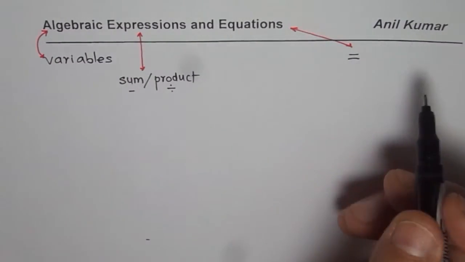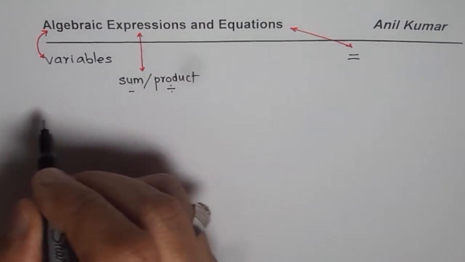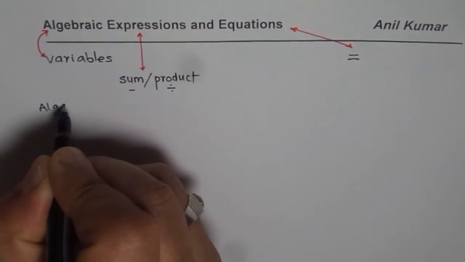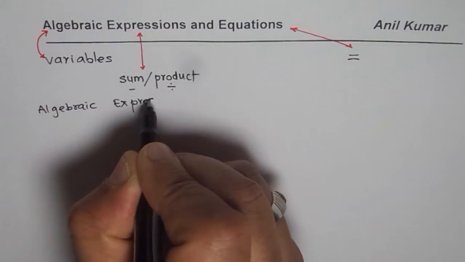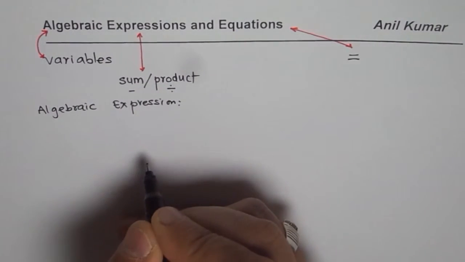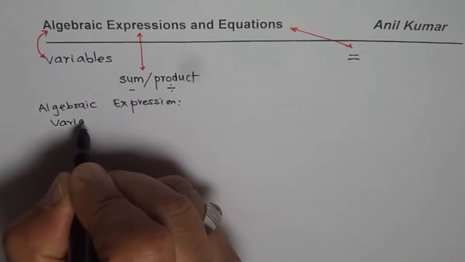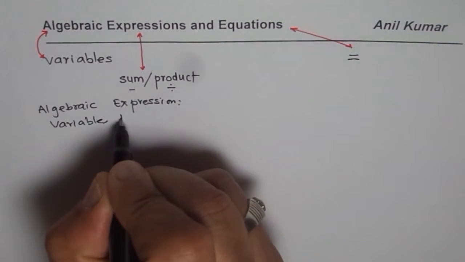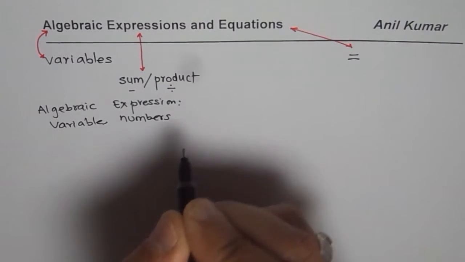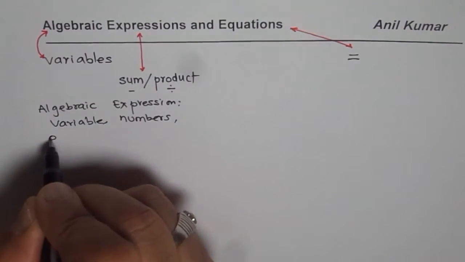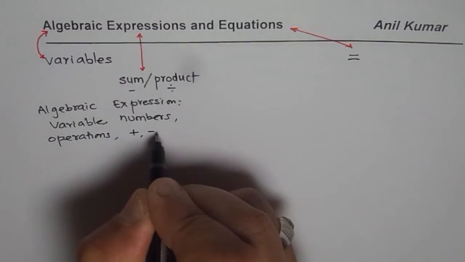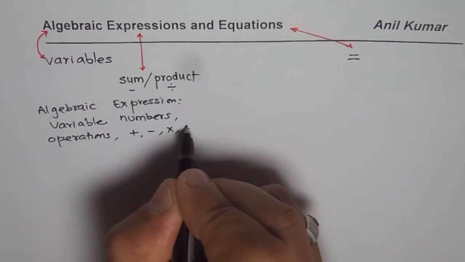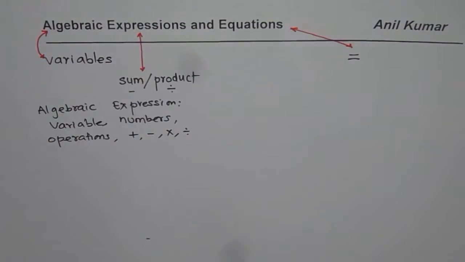In mathematics, numbers are common, right? So an algebraic expression will have, let me write down here, variables, numbers, and operations, which are plus, minus, multiply, divide, or exponent, correct? These small combinations form an expression.